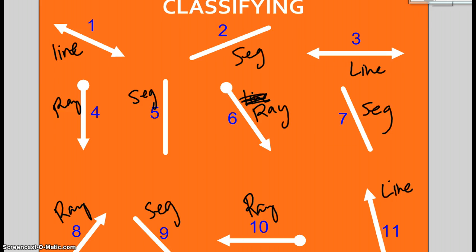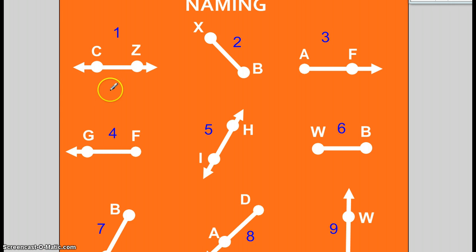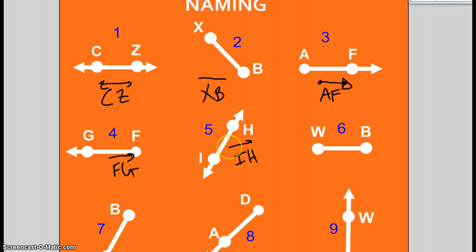That's classifying it. This is how we name it. This is line CZ. Remember, it has arrows going in both directions. This is XB. This is a ray, so I go from A to F, one endpoint with an arrow. This is a ray, so I go from F to G. This is a line. I go from I to H. Remember, arrows on both sides.